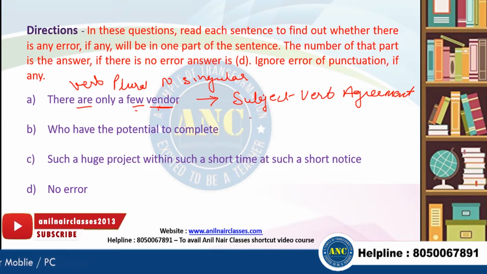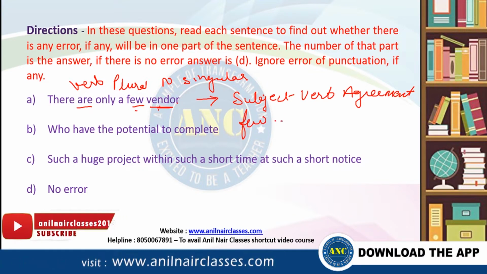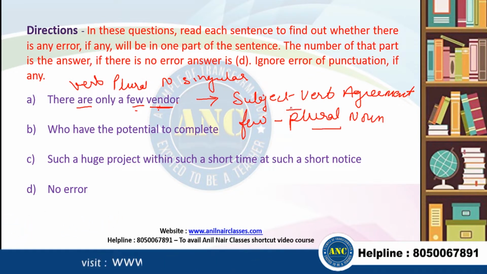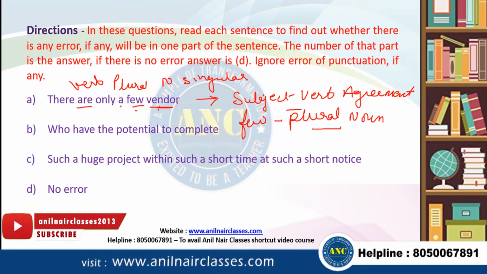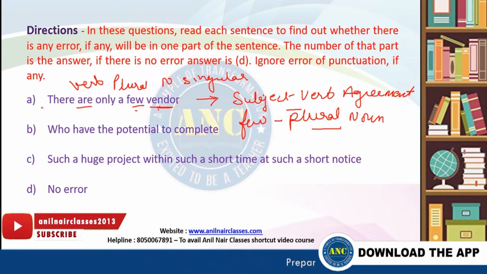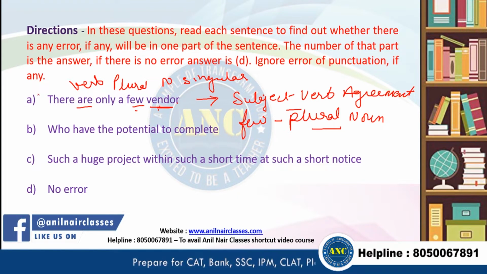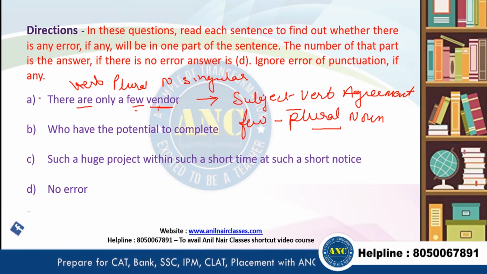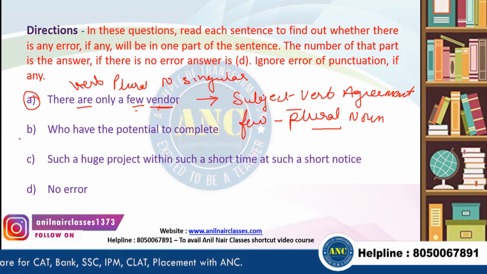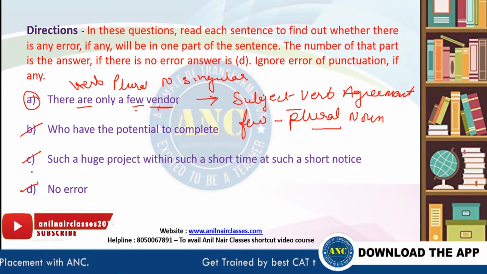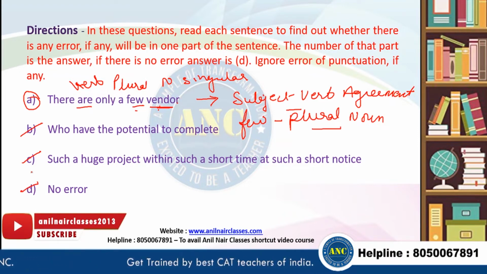So there is another thing. After few, we will always have a plural noun over here. Clear? So these are the two reasons why A is the wrong answer, right? This has got the mistake in it and we are looking for an answer choice which has got the error. So we are able to clearly name an error. So we can circle A as the right answer for us and we can eliminate B, C and D. Clear? Let's move ahead to the next question.